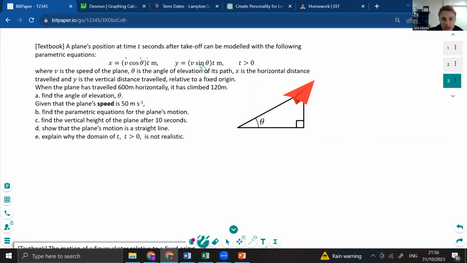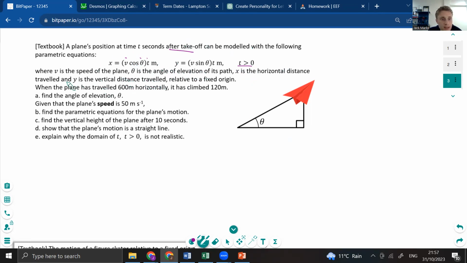And the same sort of thing here, but with sine. And again, if you've done mechanics, that won't surprise you that it looks like that. So we need to be quite careful here in understanding how V and theta and T operate. M is just meters, okay? The restriction on T is only that it has to be bigger than 0 because it's after takeoff.